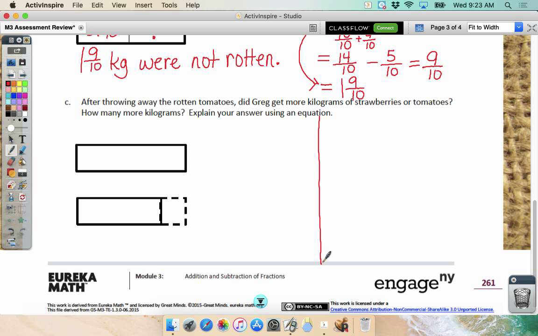Okay, I'm going to read it. After throwing away the rotten tomatoes, did Greg have more kilograms of strawberries or tomatoes? Well, we already know the answer. Strawberries, right? How many more kilograms? So what problem will we have to do? Subtract. But do we know the total of the strawberries? 1 and 9/10. No.